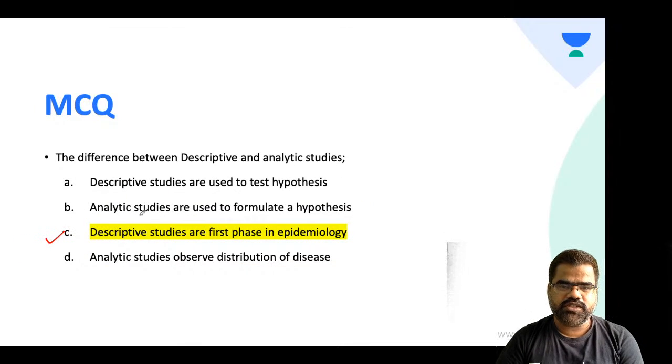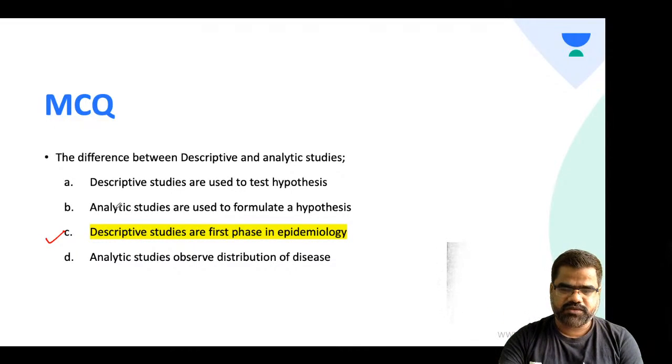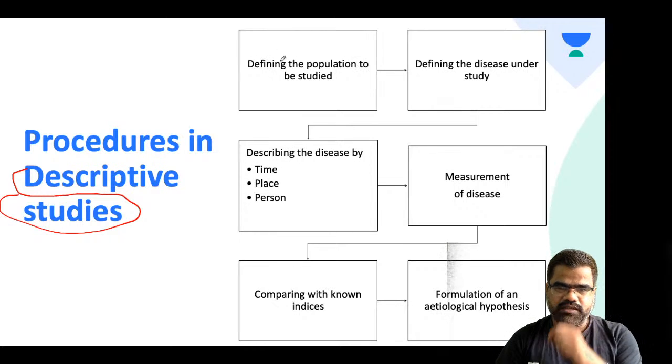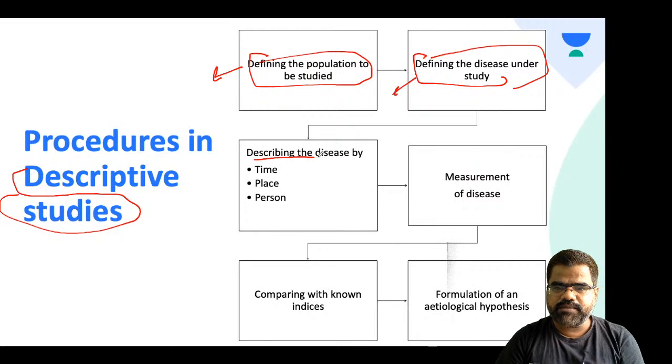Okay. So this is the way we have to understand the concept, and this helps us to solve the question. Now, whenever you are doing a descriptive study, first of all, you have to define the population where you are going to study. Once you have defined the population, then you have to define the disease you are going to study. So the population has to be decided, the disease has to be decided, and then you describe the disease with respect to time, place, and person, measure the disease, compare with known indices, and formulate a hypothesis.